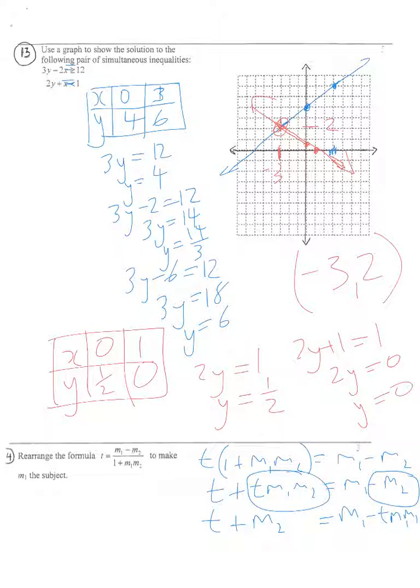Now, we want to isolate the M1s because there's 2 of them there. So to do that, we factorise. So M1 outside will be 1 minus T, M2, equals T plus M2. Now we've got M1 by itself. All we need to do is get rid of the brackets. Not expand, but just get rid of the brackets. It's a times, so we divide. So M1 is going to be T plus M2 divided by all that in the brackets, which is 1 minus T, M2.